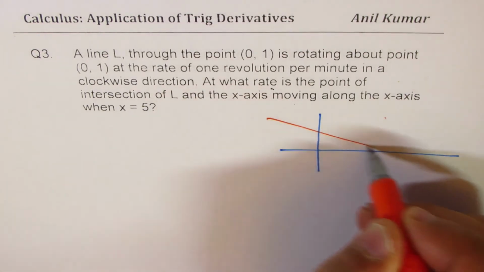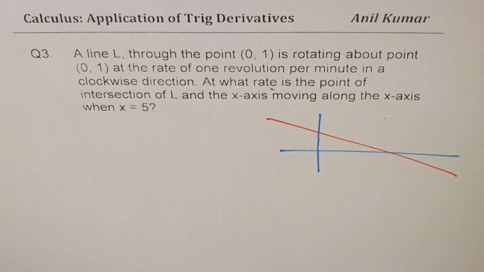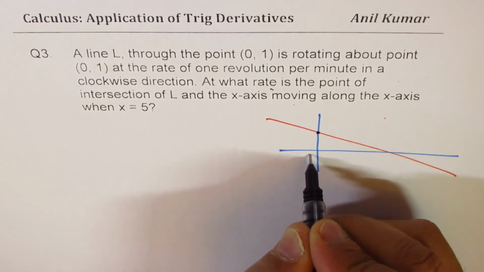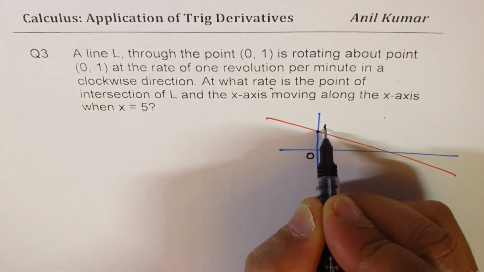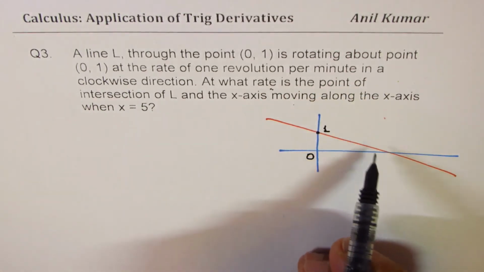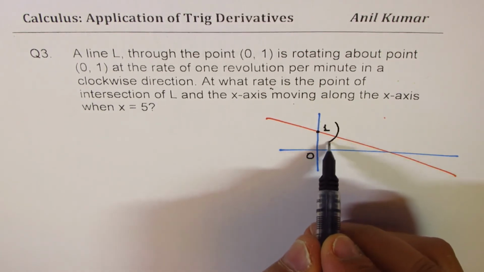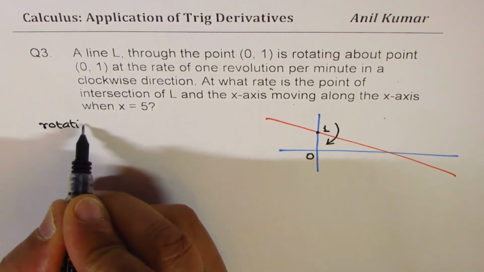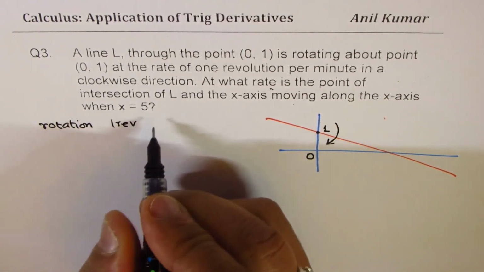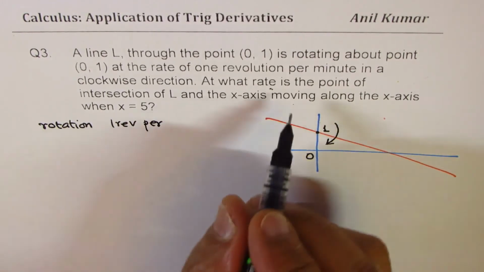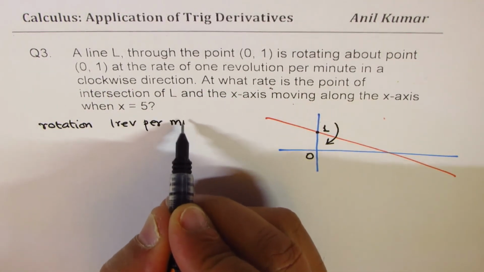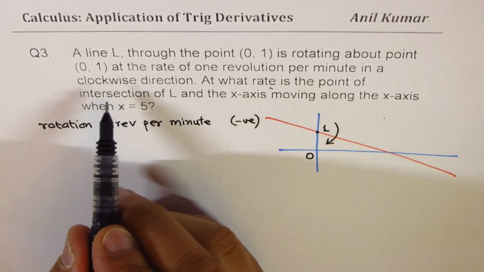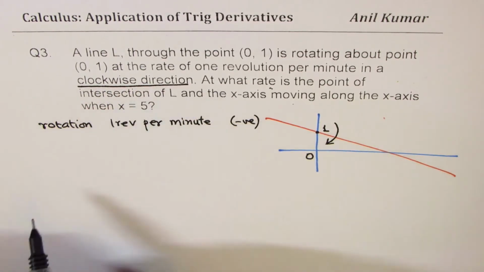So we have a line kind of like this, which is rotating about a point (0, 1). That's your y-intercept. This is the point (0, 1). When it rotates, it's rotating in the clockwise direction. The rotation is given to us as 1 revolution per minute. Now this will be considered negative since it is clockwise. Is that clear?